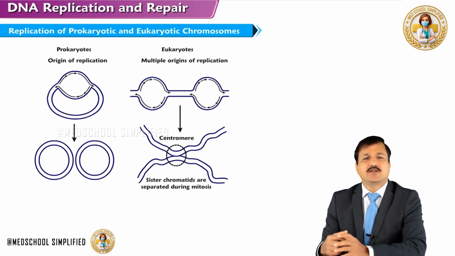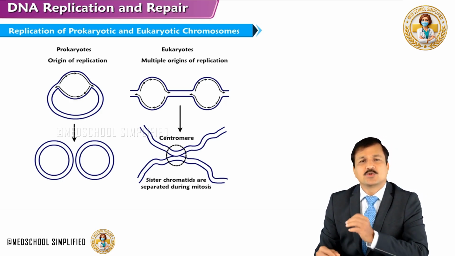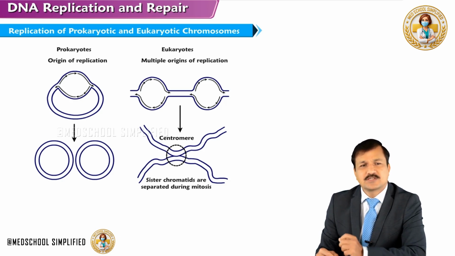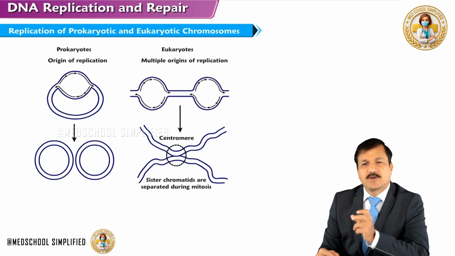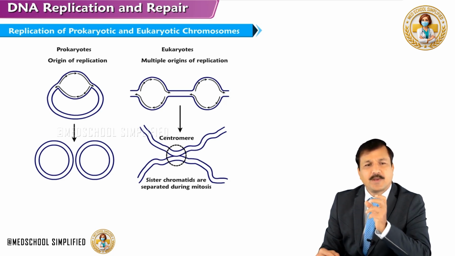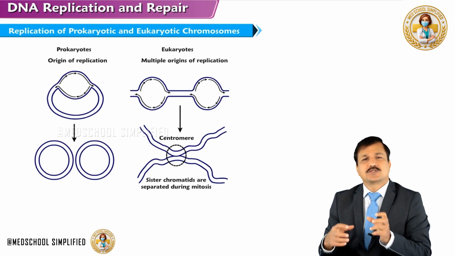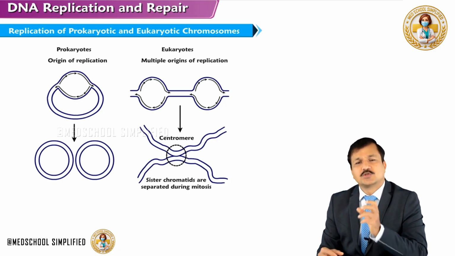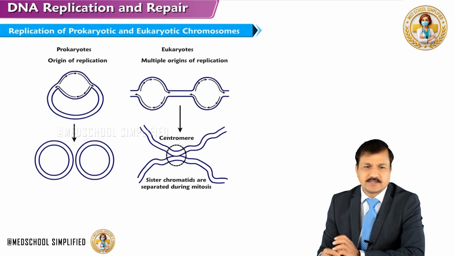Whereas in eukaryotic chromosomes, each eukaryotic chromosome contains one linear molecule of double-stranded DNA having multiple origins of replication. Bidirectional replication occurs by means of a pair of replication forks produced at each origin. Completion of the process results in the production of two identical linear molecules of double-stranded DNA. We refer to them as sister chromatids.